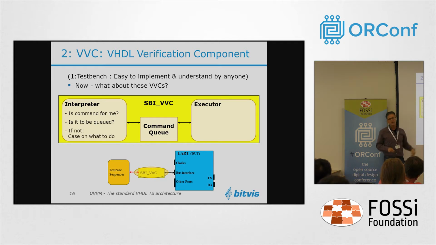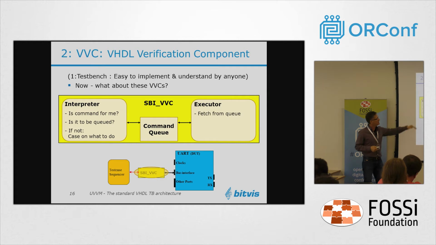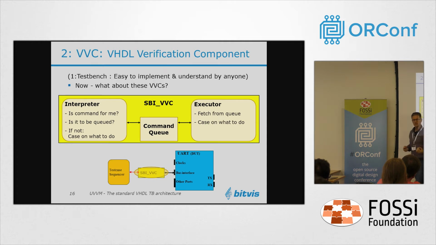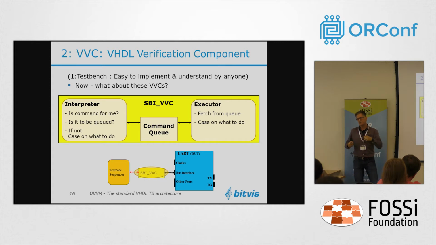And if not, I'll have a case structure, which is quite simple, on what to do, because we have some immediate commands as well. I'll come back to that. Then the executor will get the command from the command queue, fetch it. It will case on what to do. In the case with the SPI write or SPI check, it basically has 2 or 3 options. Is it an SPI write, is it an SPI check, or an SPI read? Based on that, it will call the relevant BFM and execute that transaction.